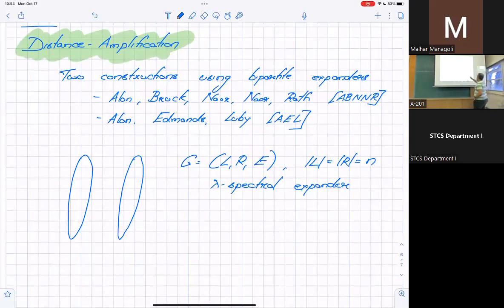So what do I mean by lambda spectral expander? Knock off the 1 and knock off the -1 of the two things. The rest of the eigenspectrum is sandwiched between lambda and -lambda. That's what it is.